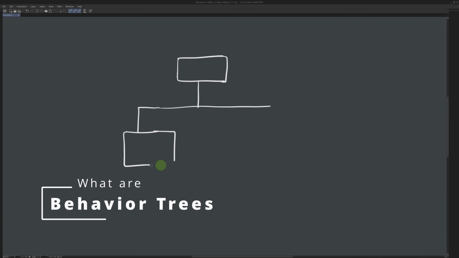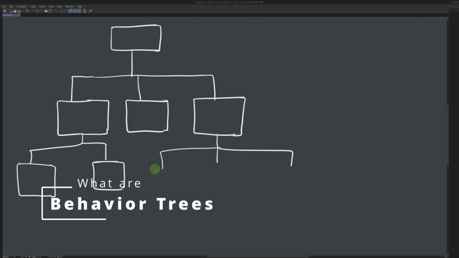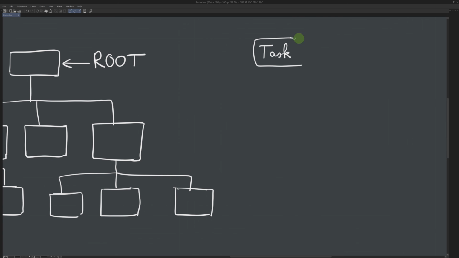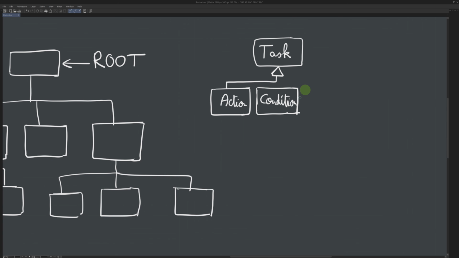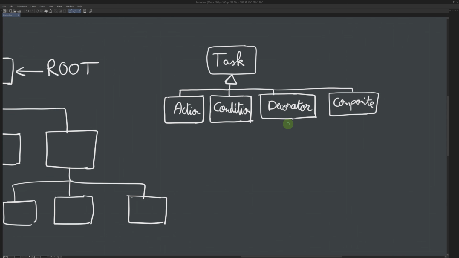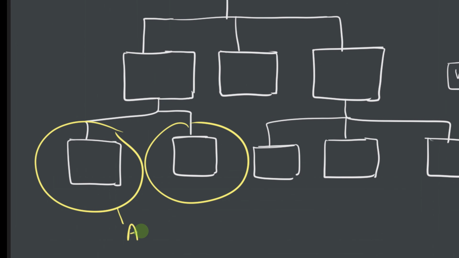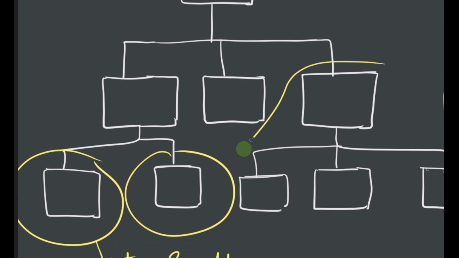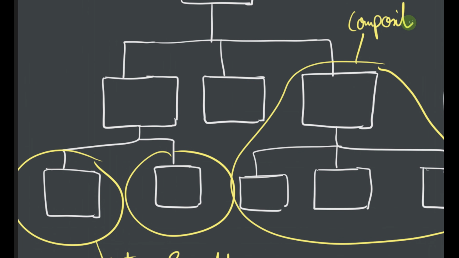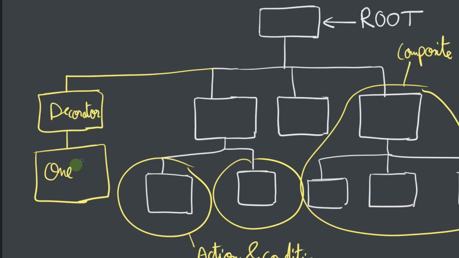A behavior tree is a hierarchy of tasks that start at the root. A task can be either an action, condition, decorator, or composite. So far in our code, we don't distinguish between actions and conditions, so we simply inherit from task, but now we're going to define action and condition. The actions and conditions are actually the leaf tasks. They don't have any children. Composite tasks can have one or many children. As for the decorators, they can have one child and one child only.